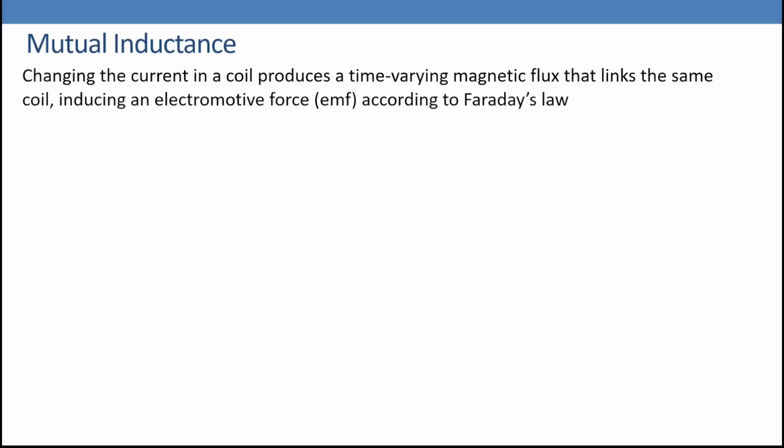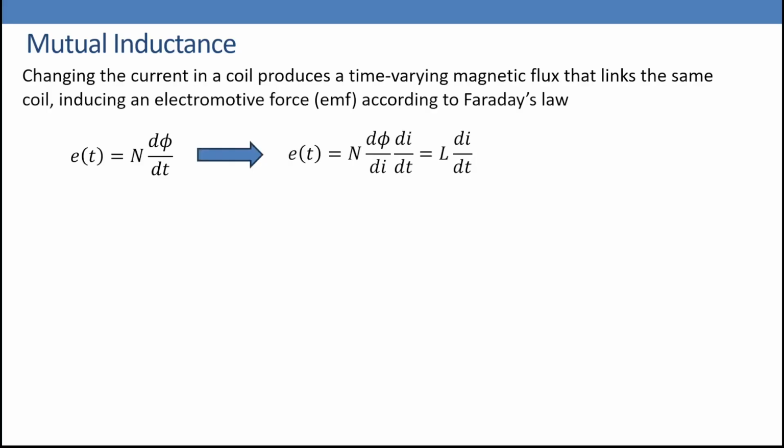Mutual inductance. To understand the mutual inductance, we need to remind ourselves about the self-inductance. Changing the current in a coil produces a time-varying magnetic flux. This flux links to the same coil, inducing an electromotive force according to Faraday's law, where e(t) equals N dφ/dt. I'm going to ignore the negative sign now. I can rewrite this equation as e(t) equals N dφ/di times di/dt, which is L di/dt, where L equals N dφ/di. If we integrate, in this case, L equals Nφ over I, where Nφ equals λ. So λ equals Li. λ is the flux linkage, L is the self-inductance, and I is the current.